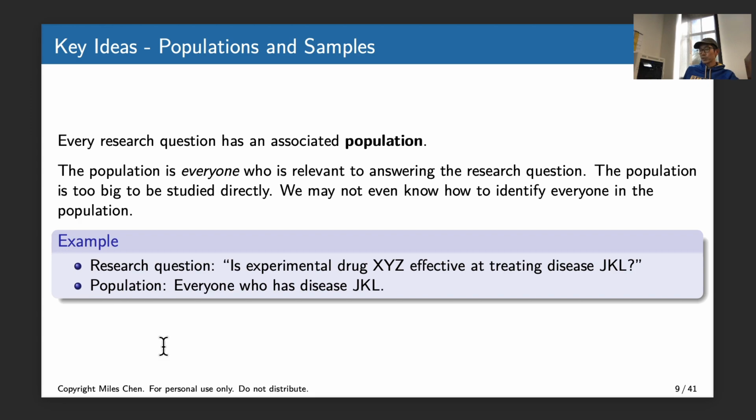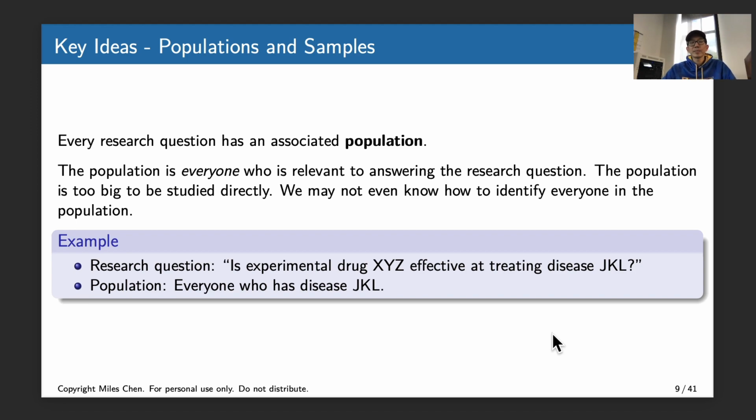When we do research and statistical inference, we have some kind of research question, and the thing we wish we could get is the population. The population is everybody who's relevant to answering this question. So you might have a question like, is this drug effective at treating some disease? And the population would be everybody who has that disease.